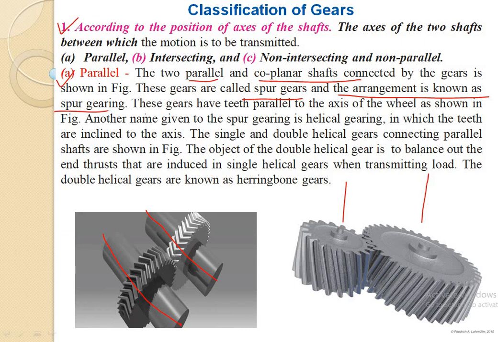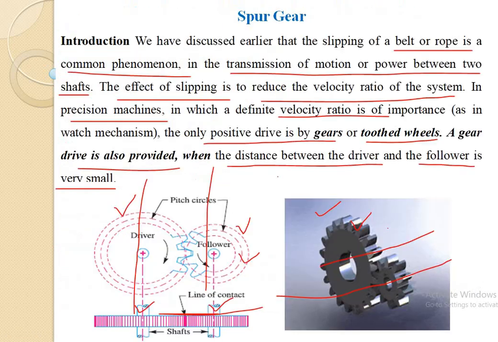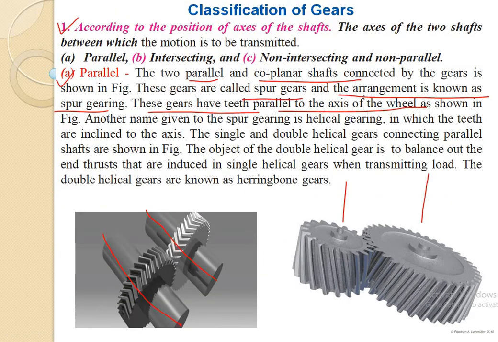Now in this case also, these gears have the teeth parallel to the axis of the wheel. Look at this. These are the teeth of the gear. These teeth are parallel to the axis of the shaft. The teeth of the gears or toothed wheels are parallel. This is the axis of the teeth. This is the shaft axis. This teeth axis is parallel to the axis of the shaft in the case of spur gearing.